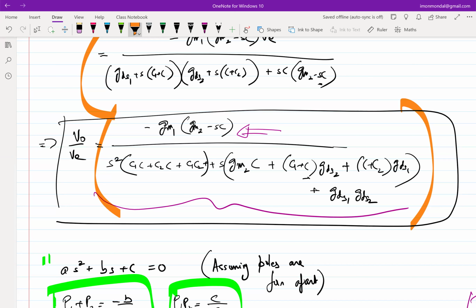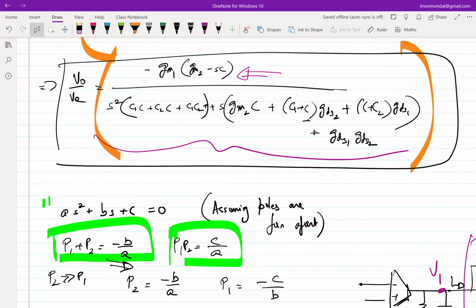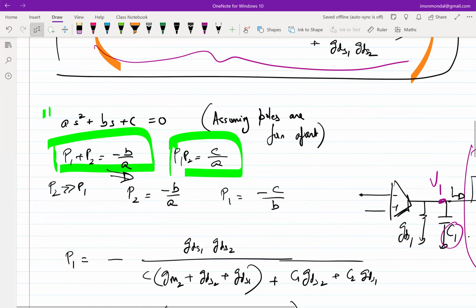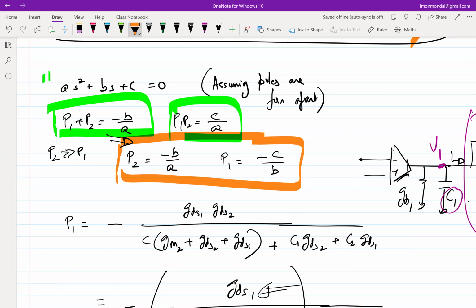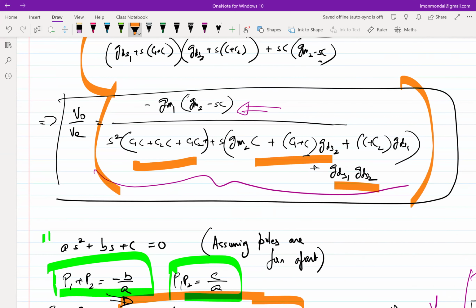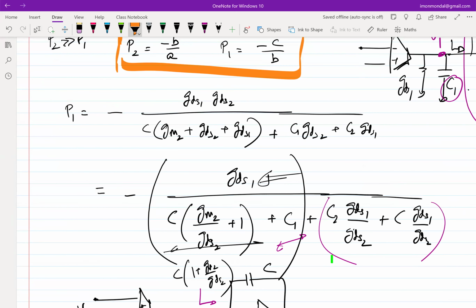When I say stable, I mean the poles are far apart. In this case, you see this is a second order system with two poles. The requirement is that the poles are far apart if the system is working. Now, if the poles are far apart, then for a second order quadratic, P1 plus P2 equals minus B over A and P1 times P2 equals C over A. We use the approximation that P2 is minus B over A and P1 is minus C over B, where this is A, this is B, this is C. So you do the algebra, and you get one expression for P1 and similarly another expression for P2.